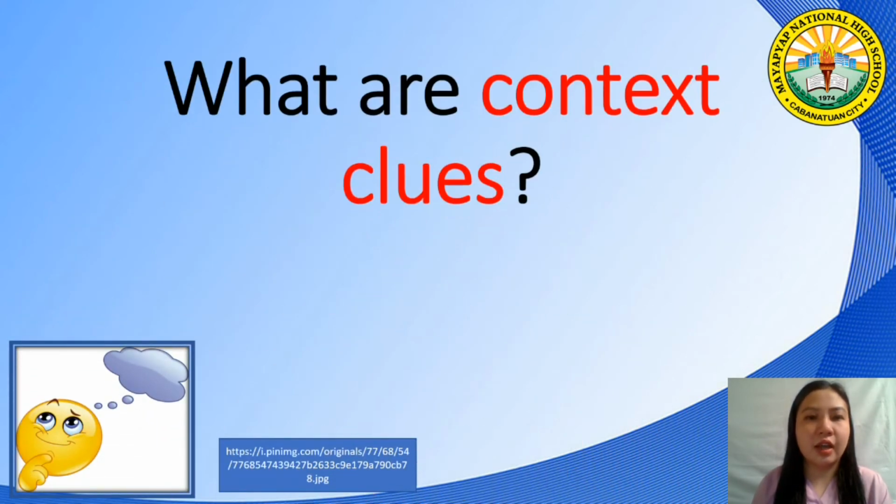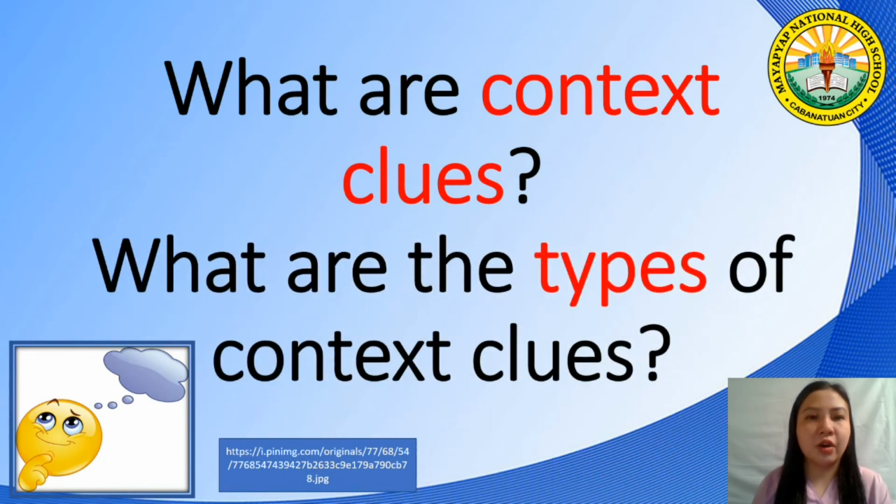Let's now generalize what we have learned in our discussion for today. First one, what are context clues? They are pieces of information a reader can get from reading that help show what a word or group of words means because the meaning of it is right in the text. Second question, what are the types of context clues?